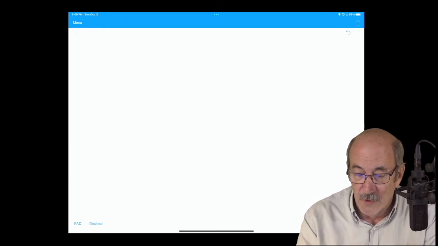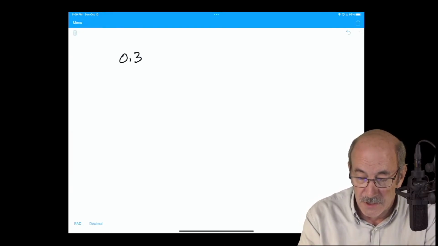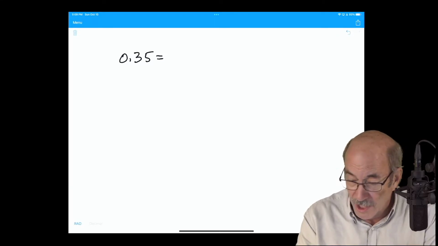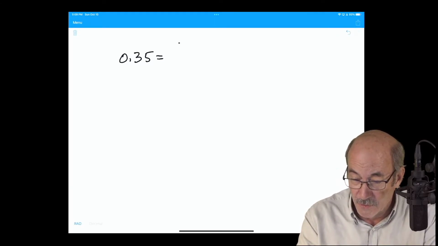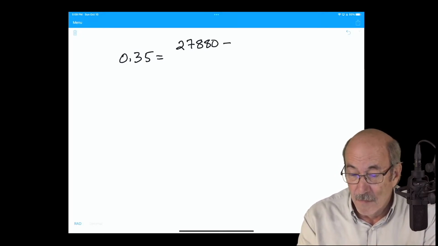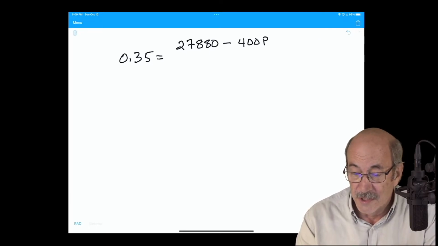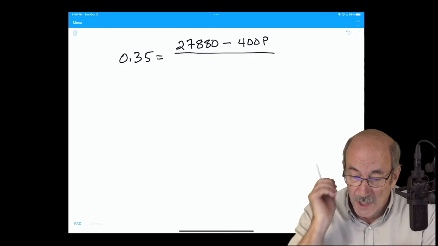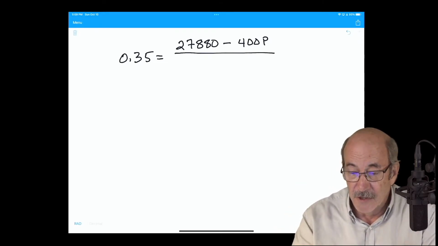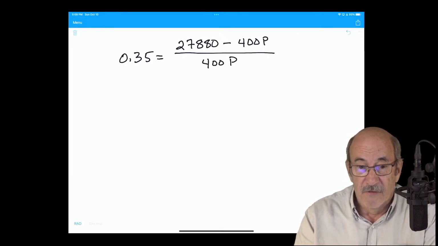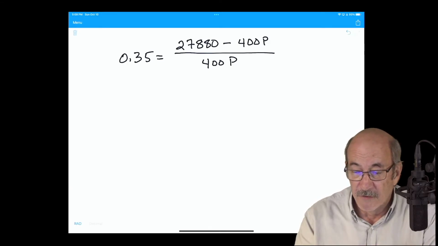So now we can go back to this formula where 0.35 is the account equity, which is 27,880, assets minus liabilities. That liability has to be stated in terms of shares, and we're going to put the price there as a variable. Then we divide that by the value of the position, which is again stated in shares, 400 times P, and then we're going to solve for P.